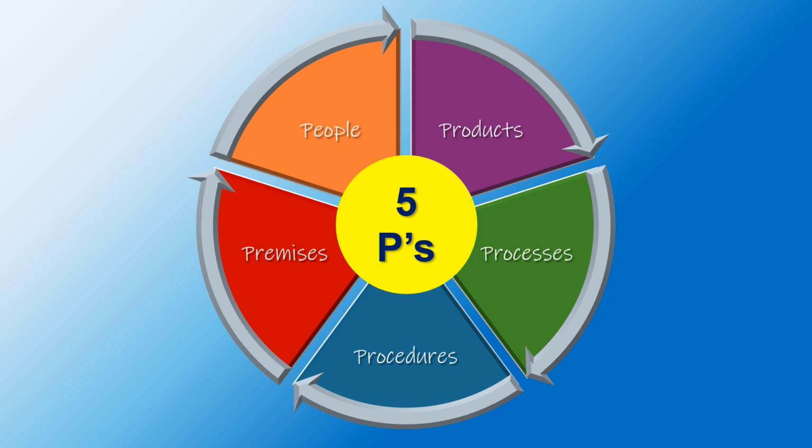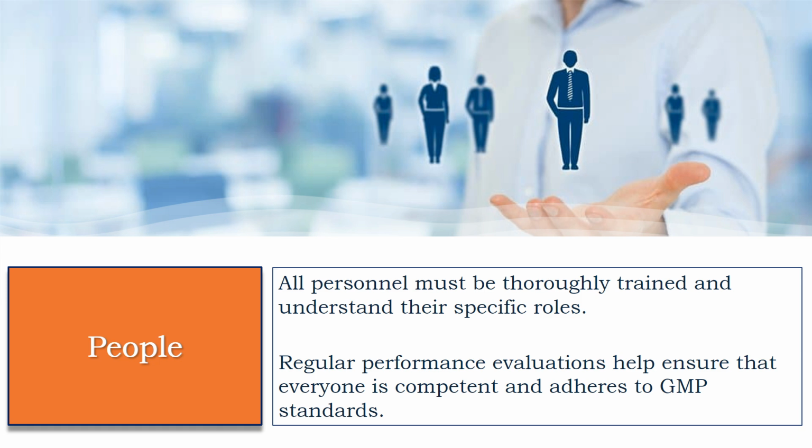The main components of good manufacturing practices, also known as the 5 Ps of GMP, are people, products, processes, procedures, and premises. The first P is for people. In manufacturing settings, all personnel must be thoroughly trained and understand their specific roles. Regular performance evaluations help ensure that everyone is competent and adheres to GMP standards. A way to look at this in the workplace is that an employee working in a dairy facility should be trained in pasteurization processes and also in hygiene practices to prevent cross-contamination.